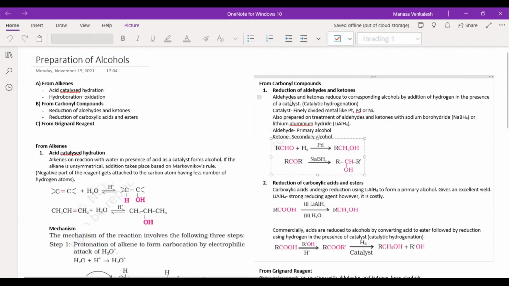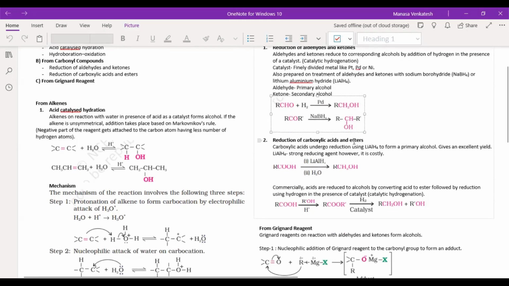Next, from carbonyl compounds. First you have reduction of aldehydes and ketones. Aldehydes and ketones undergo reduction to give us alcohol. This is done by addition of hydrogen in the presence of a catalyst, so this is also called catalytic hydrogenation. The catalyst can be finely divided platinum, palladium, or nickel. Or we can use reducing agents such as sodium borohydride and lithium aluminium hydride, which is a very good reducing agent. Generally remember, aldehydes give us a primary alcohol, whereas ketones give us a secondary alcohol.